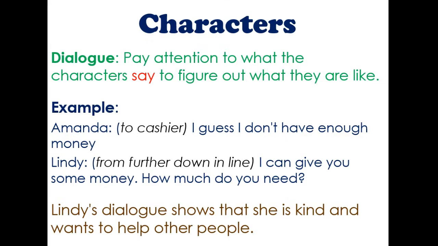When looking at characters, it's important to remember that there are 2 ways a playwright creates characters. First, through dialogue. So pay attention to what the characters say to figure out what they're like. Here we have an example of Amanda and Lindy. Amanda says to the cashier, "I guess I don't have enough money." Lindy, from further down in the line, says, "I can give you some money. How much do you need?" Lindy's dialogue shows that she is kind and wants to help other people.